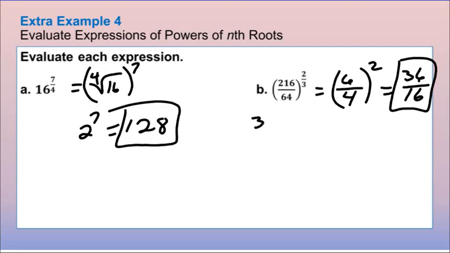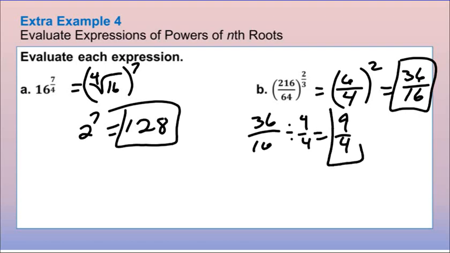If I take 36/16 and divide by 4/4, I end up with 9/4, and that would be our simplified answer. And remember, all our answers are simplified when fractions are in simplest form. So just erase the box around here. Our final official answer is 9/4.